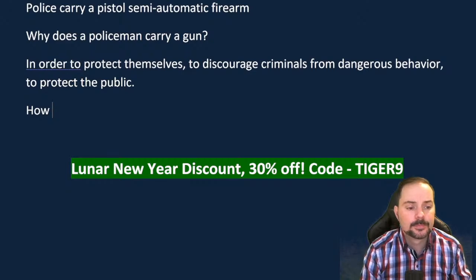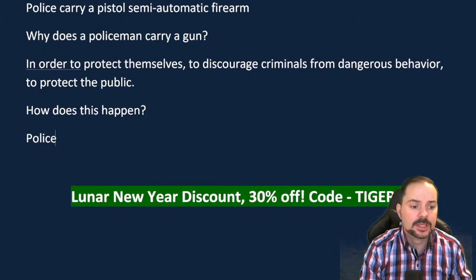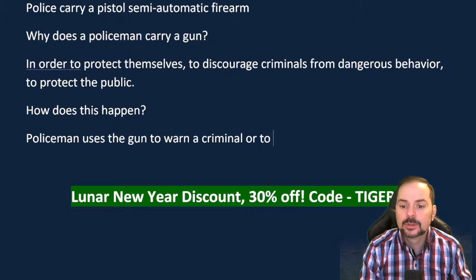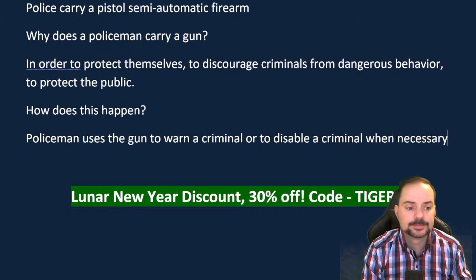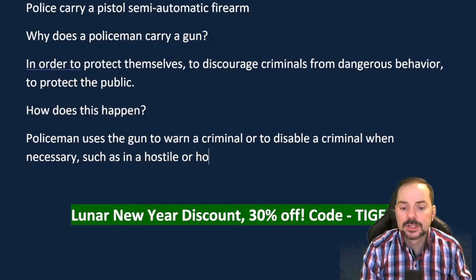How does this happen? The policeman uses the gun to warn a criminal or to disable a criminal when necessary. Okay. Such as in a hostile or hostage situation.